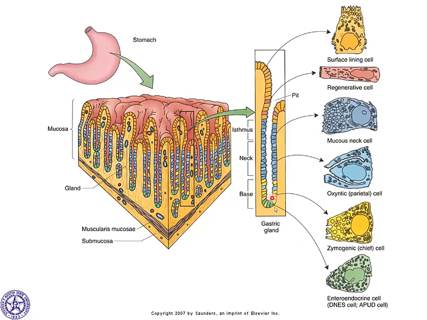Now, in the very base, we're going to have a number of these DNES cells. They're enteroendocrine cells that are producing quite a bit of hormonal substances, and we'll see those down in the base.